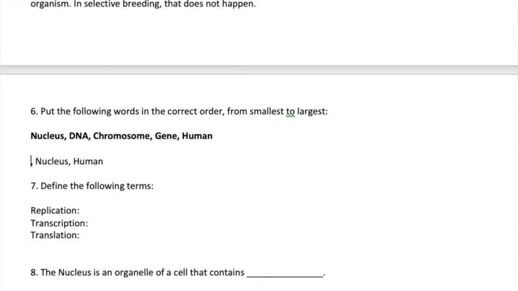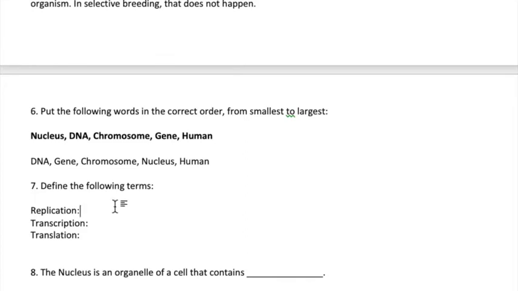So after a nucleus, what do we have? The choices we have left is gene, chromosome, DNA. The next thing is chromosome, then gene, and then DNA. All right. So your genes are pieces of DNA. Your chromosome contains many different genes. You have your nucleus, which is containing the chromosome, and then we have our human being. All right. Next is number 7.